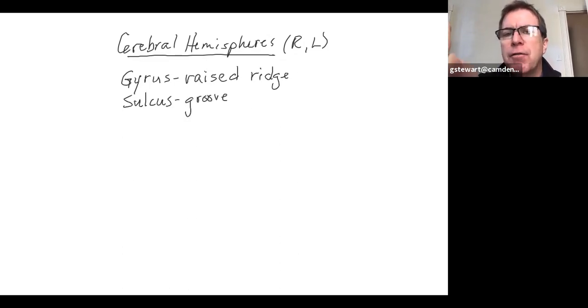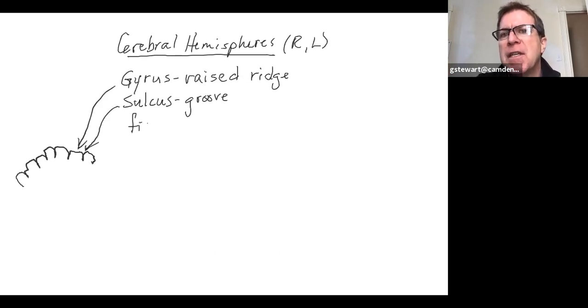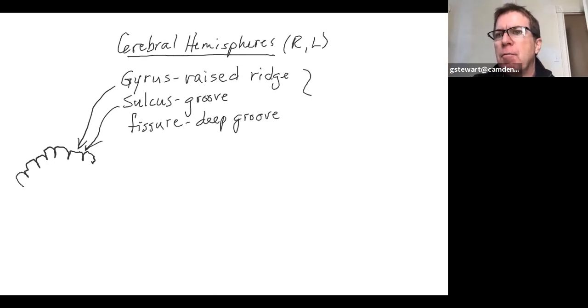So you know the brain surface kind of looks like this. There are raised ridges and then these invaginations or grooves if we look at the surface of it. This would be a gyrus and this would be a sulcus. A fissure is just a deeper groove than a sulcus. All three of these features greatly enhance or increase the brain surface area, especially of the cortex region.